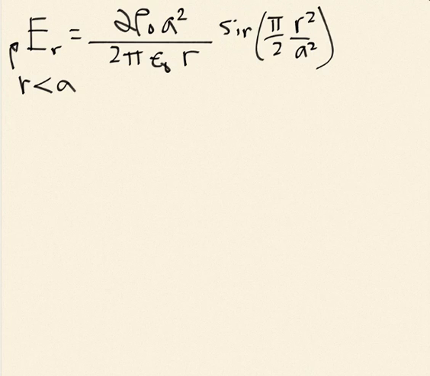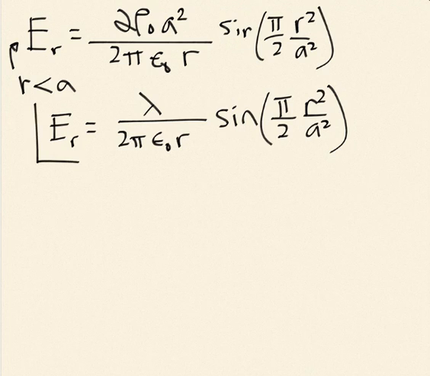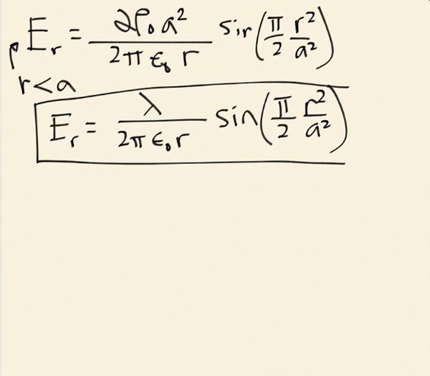Okay, and now I can simplify that again. E_r, because I know again that lambda is 2 rho naught a squared. That's the total charge per unit length along the cylinder. So E_r equals lambda over 2 pi epsilon naught r, times sine of pi over 2 r squared over a squared. So it looks like the line charge field, but it's modified very importantly by this sine function. And one last thing, let's plot it now. So there's my answer. I'm done. I've solved for the electric field everywhere in space due to my Twinkie of charge.